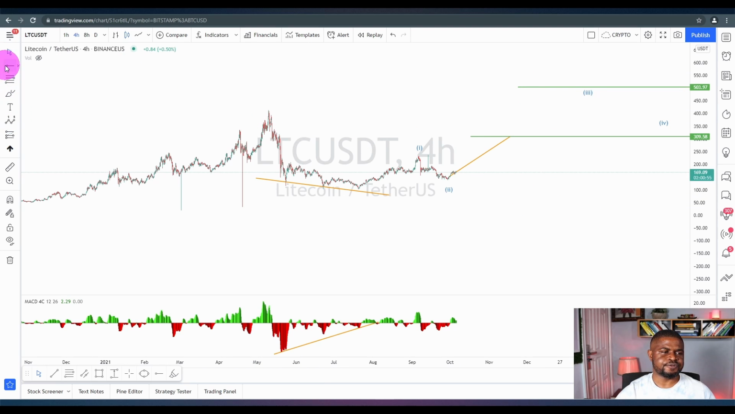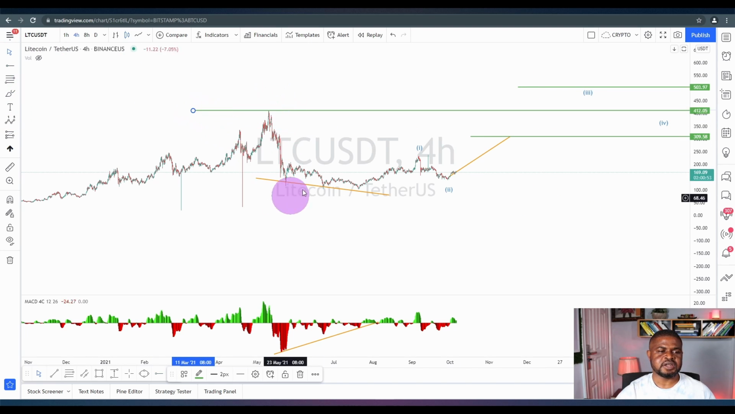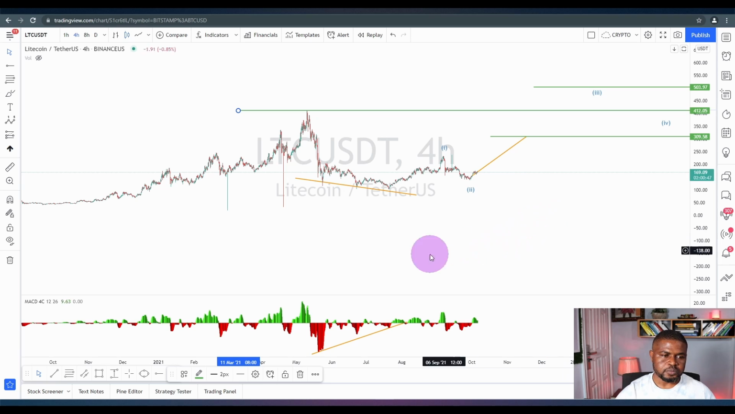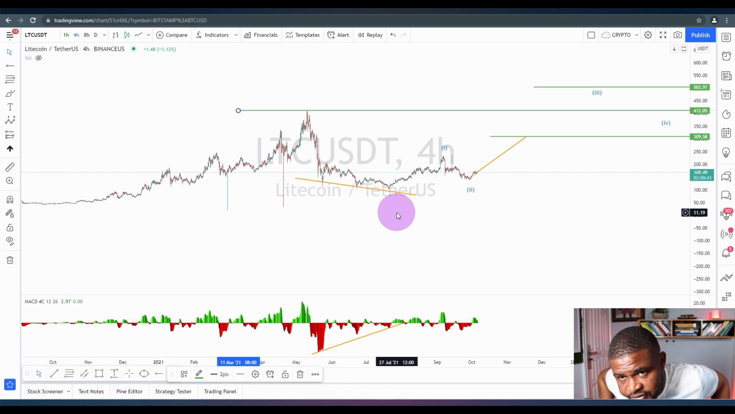If you want to use confluence with the previous high, you might say 420 to make it a previous high. But it's going to break the previous high, and I'm confident it will break the previous high anyway.